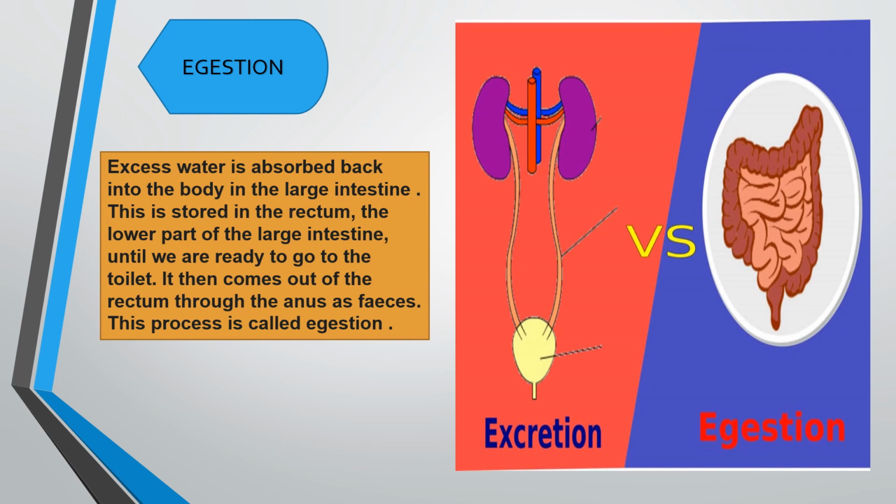In the diagram, I have shown the differences between excretion and egestion. You can see in excretion, the total excretory system, that means kidney, ureter, urinary bladder, urethra, everything is required. But egestion actually occurs in the intestine, small intestine and large intestine, and then it comes out through the rectum. In case of excretion, urine comes out, and in case of egestion, feces comes out. So this is the basic difference between excretion and egestion.